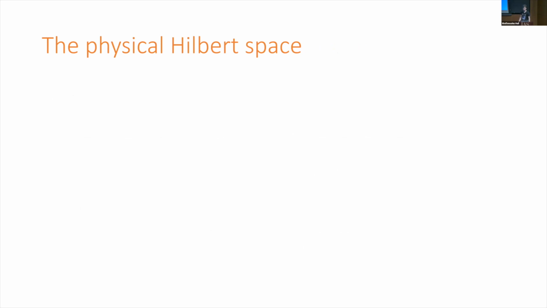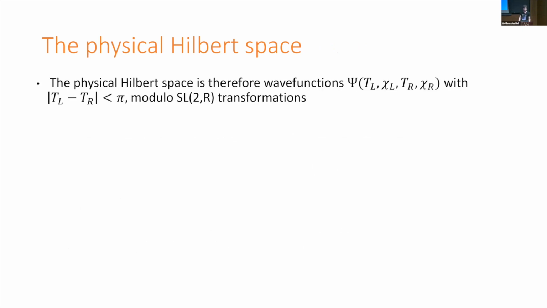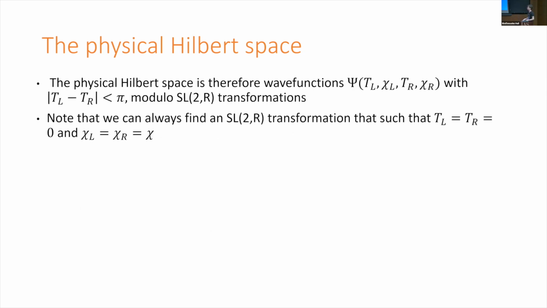Okay. So let's do this for SL2R. We're starting with wave functions with just this constraint that the difference between TL and TR is less than pi, and we want to quotient out by SL2R transformations. So we do exactly the procedure I described above of considering arbitrary states, but treating them as equivalent if related by gauge transformation. Given this condition, we can always find some SL2R transformation that will take TL and TR to 0 and set chi-L and chi-R equal to each other.